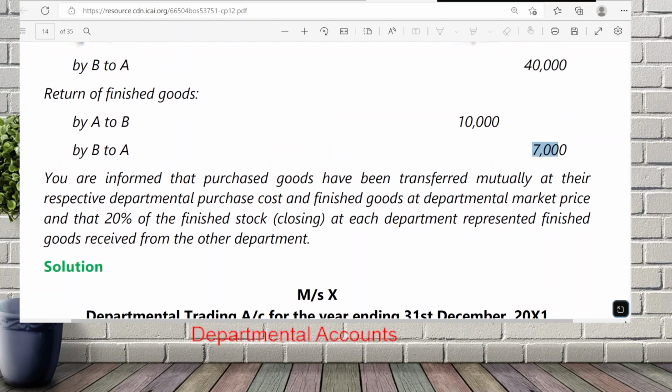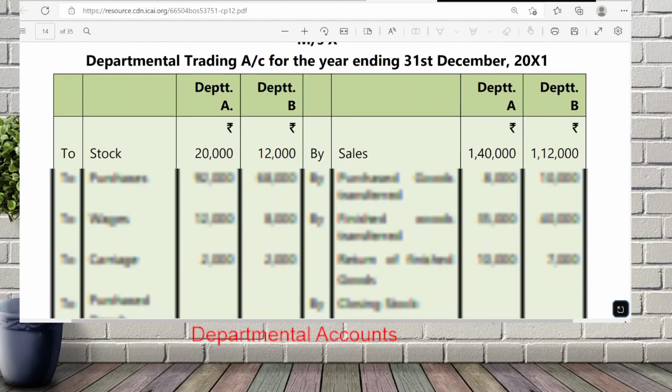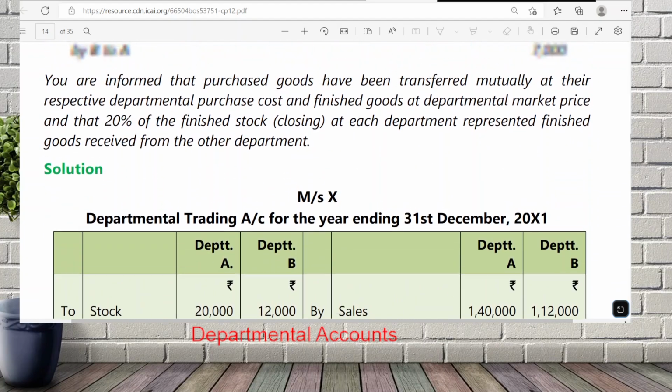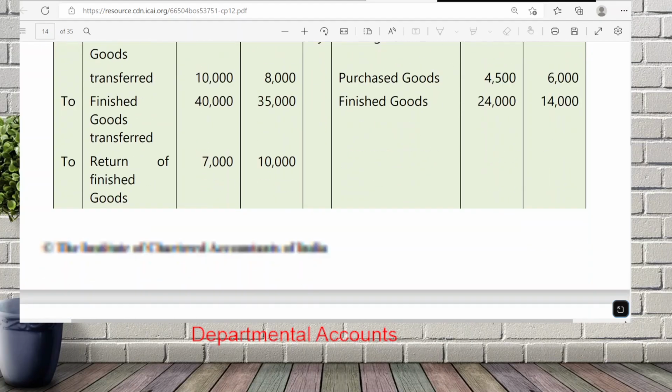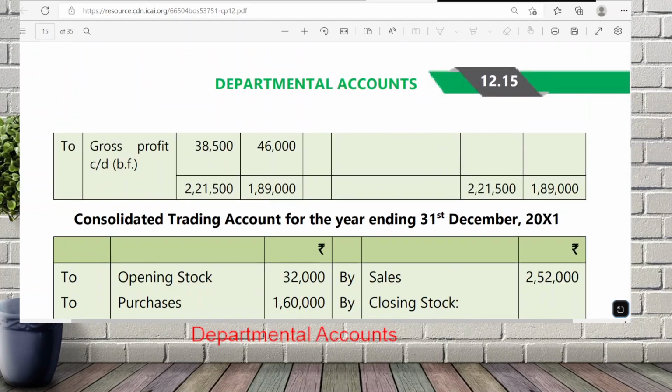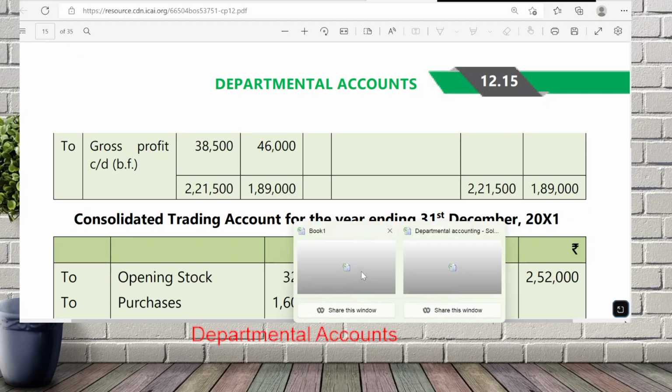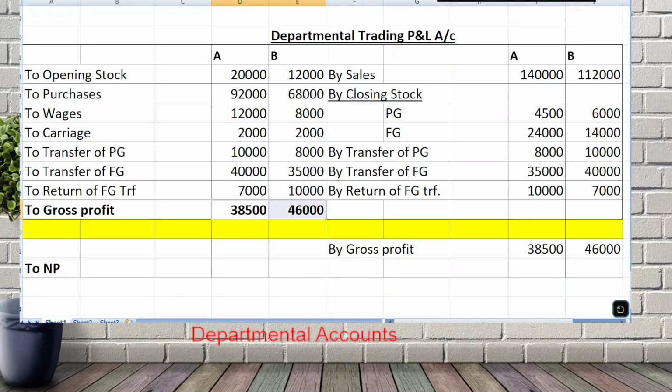Any indirect expenses given in the problem? No. Hope our answer matches the book answer. What is it? 38,500 and 46,000. Correct?